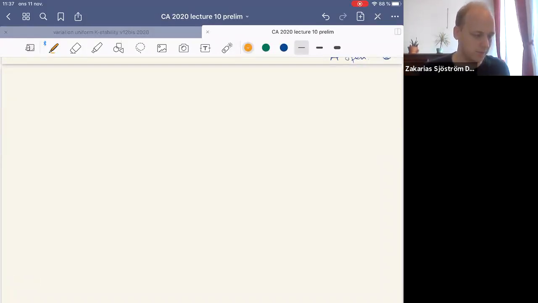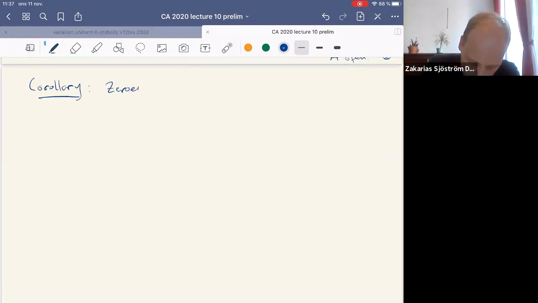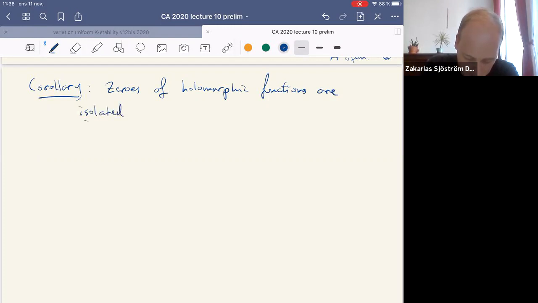Okay, excellent. So to recap, the corollary of this and the takeaway would be that zeros of holomorphic functions are isolated. And this is of course true unless f is identically 0.